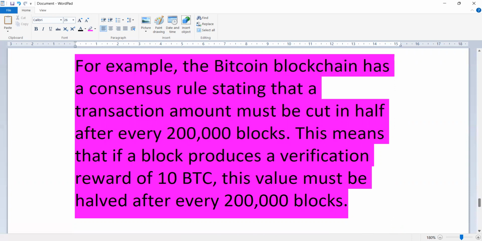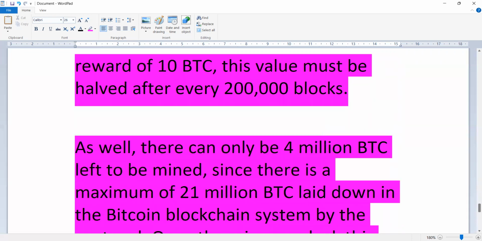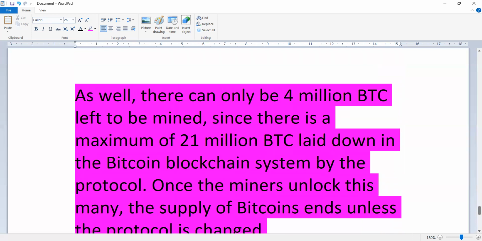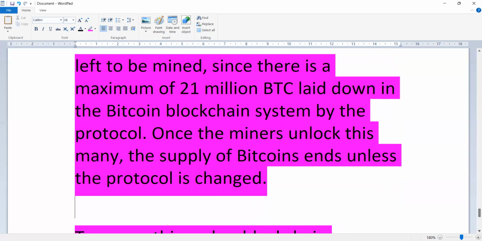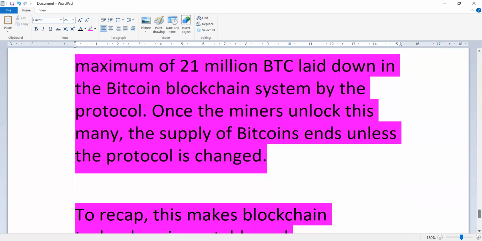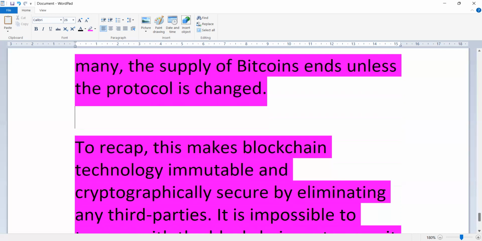This means that if a block produces a verification reward of 10 BTC, this value must be halved after every 2 lakh blocks. As well, there can only be 4 million BTC left to be mined, since there is a maximum of 21 million BTC laid down in the Bitcoin blockchain system by the protocol. Once the miners unlock this, the supply of Bitcoin ends unless the protocol is changed.